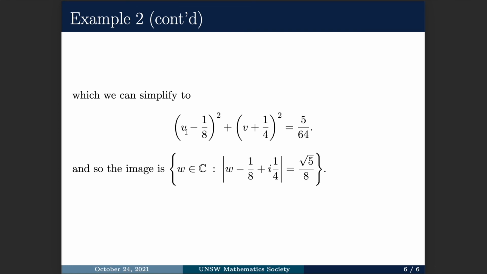So when we simplify, we see that we have a circle, and so we can write the image as this set here. All right, that's all.